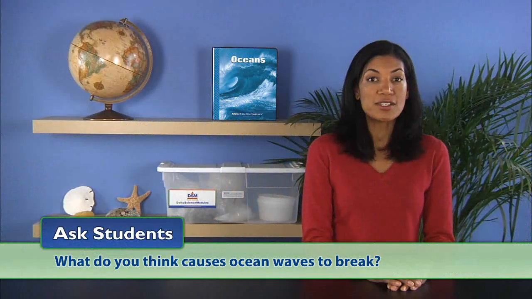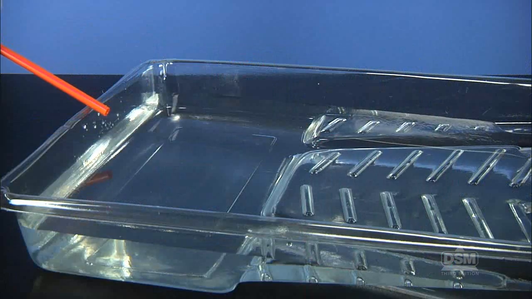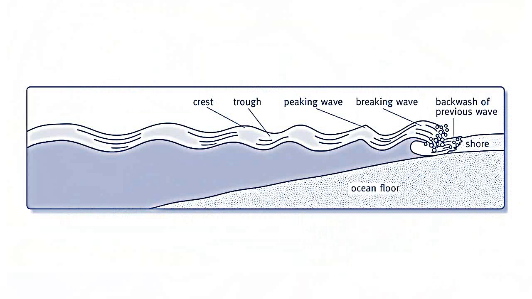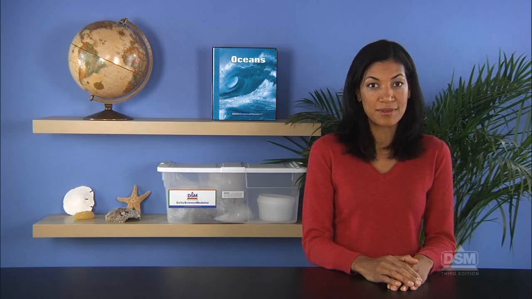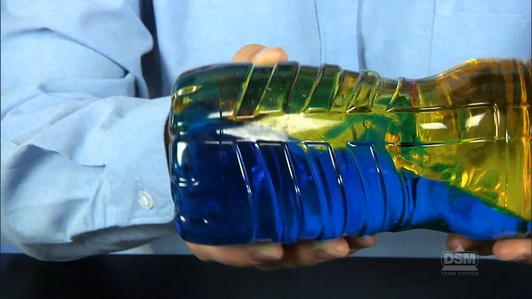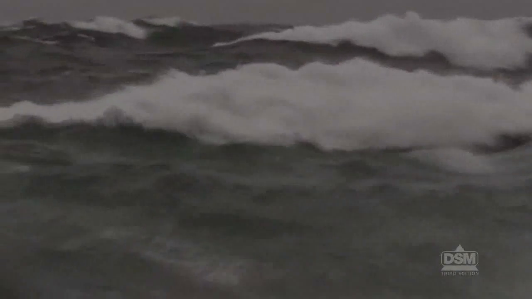Ask, what do you think causes ocean waves to break? Guide students' attention to the shape of their paint tray waves as they approach shallow water. Tell them that the friction of the ocean floor slows down the bottom of the wave, but the top of the wave keeps moving forward. The top of the wave then moves past the bottom, and the front of the wave gets very steep. Eventually, the wave topples over on itself, forming a breaker. And unlike in the wave bottle, waves in the ocean break forward in the direction in which they are moving.